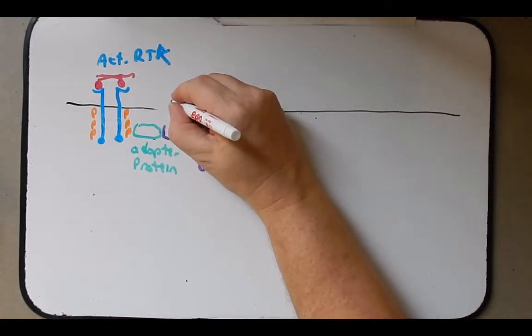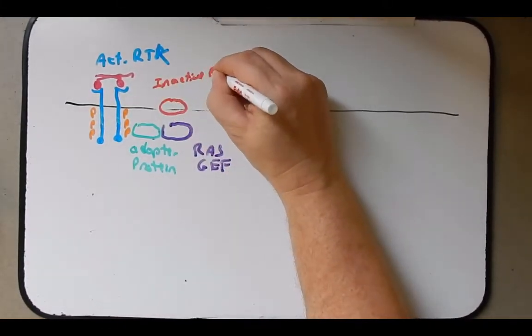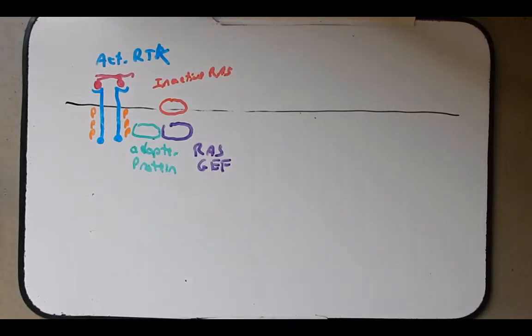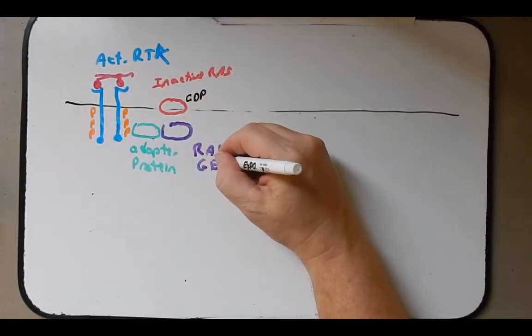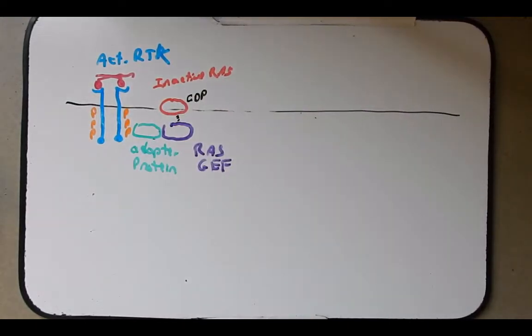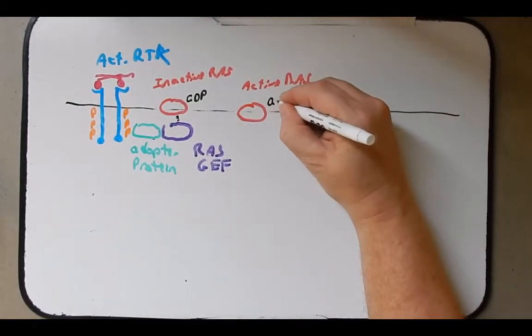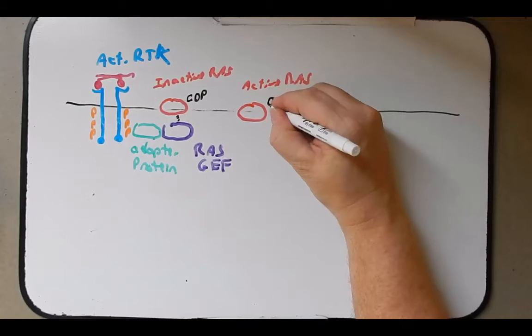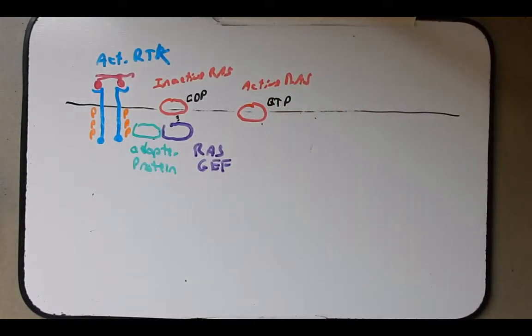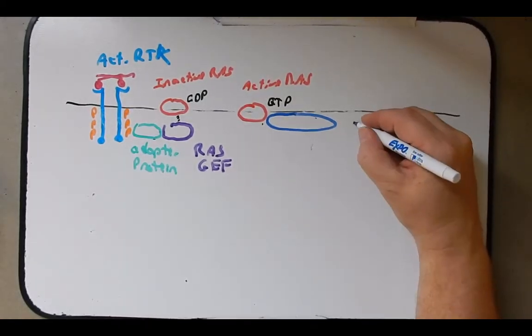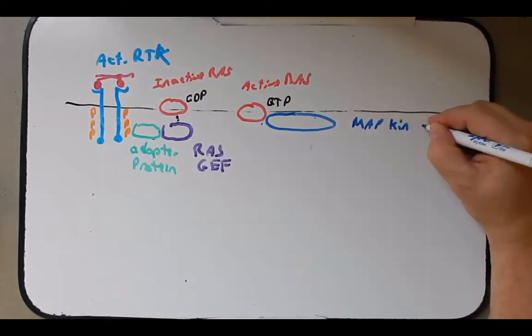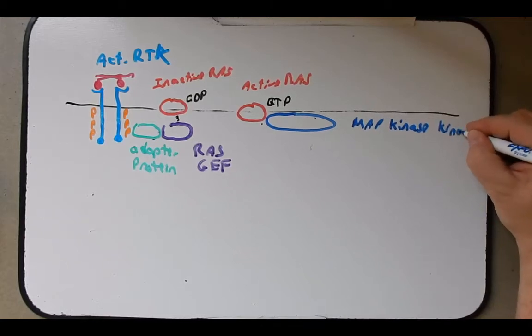So up here, let's draw our inactive Ras. And it's inactive because it's bound with GDP. So this Ras GEF will activate inactive Ras by changing GDP for GTP. Once GTP is bound, it is now active. The active Ras now will activate this protein here that is called MAP kinase kinase kinase.